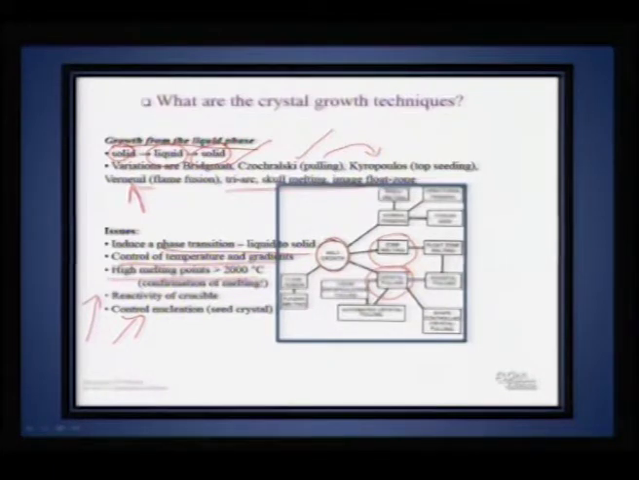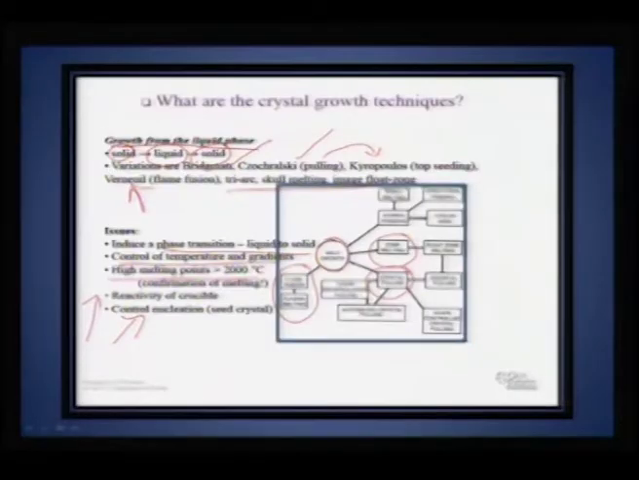So these two are more involved because it is a time consuming process. But flame fusion, which is Verneuil's method, is a rapid growth method. You just melt all the stuff and then you immediately cool it. This is quite different from the zone and crystal pulling techniques.